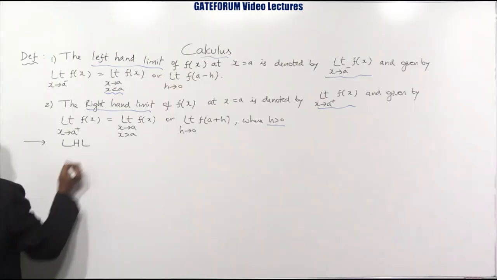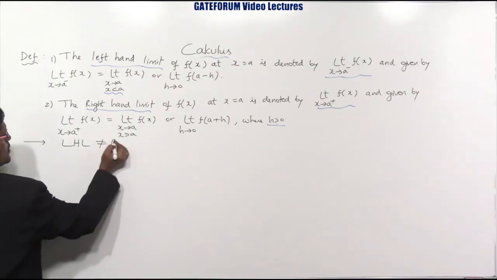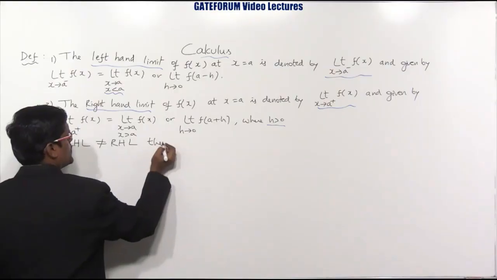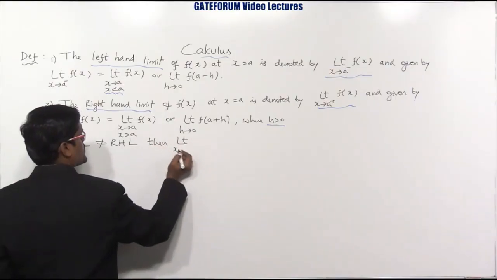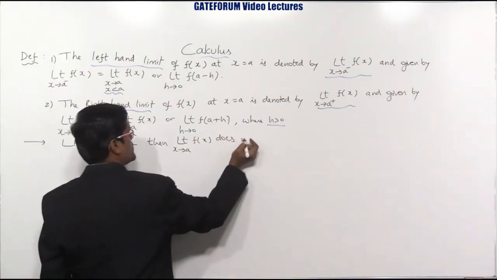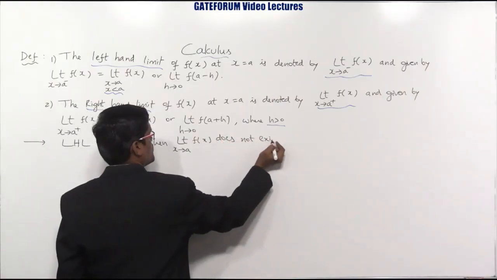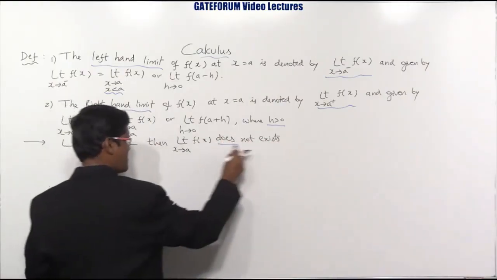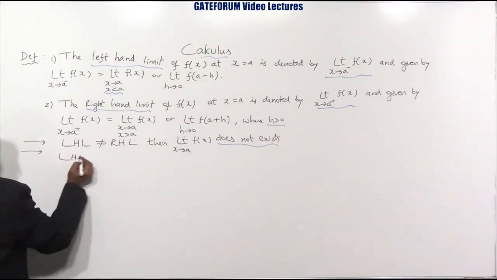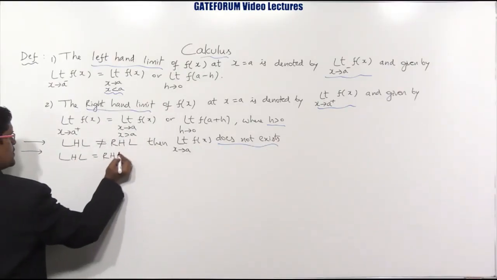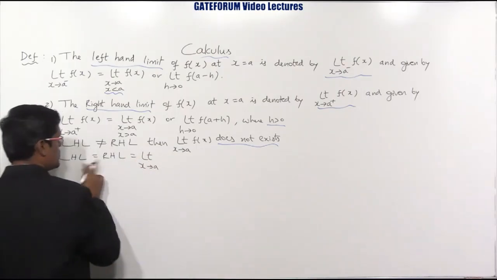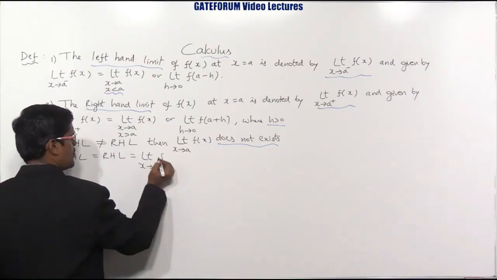Short form abbreviated: if left hand limit (LHL) is not equal to right hand limit (RHL), then limit x tends to a of f of x does not exist. Okay. Now, if left hand limit is equal to right hand limit, that is equal to the given limit. These are one-sided limits.